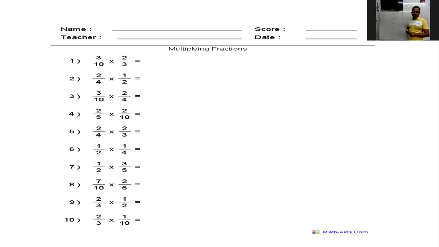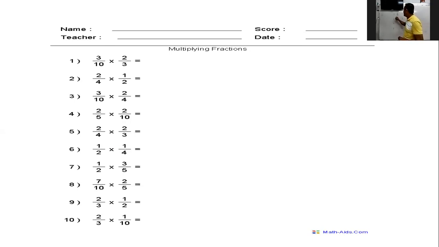Number one, our answer is 3 times 2 is 6. 10 times 3 is 30. So our answer is 6 over 30. Answer good. However, I'm not going to focus now on reducing it into the lowest term. I'll just give you first the answer. Okay? If you have time in this class, I will go back into how to reduce fraction to the lowest term.